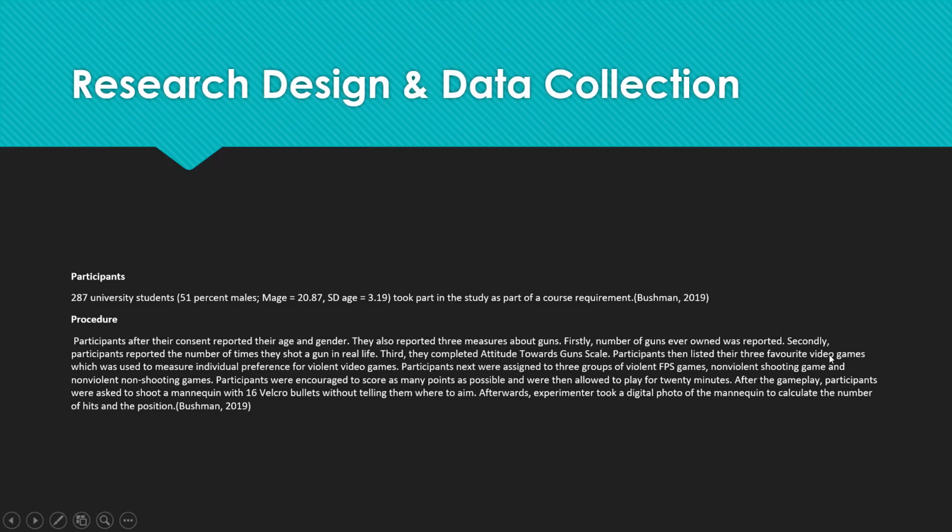Participants then listed their 3 favorite video games, which was used to measure individual preference for violent video games. Participants next were assigned to 3 groups: violent FPS games, non-violent shooting game, and non-violent non-shooting games. Participants were encouraged to score as many points as possible and were allowed to play for 20 minutes only. Immediately after the game, participants were asked to shoot a mannequin with 16 Velcro bullets without being told where to aim. Afterwards, the experimenter took a digital photo of the mannequin to calculate the number of hits and the position where the shots were fired.